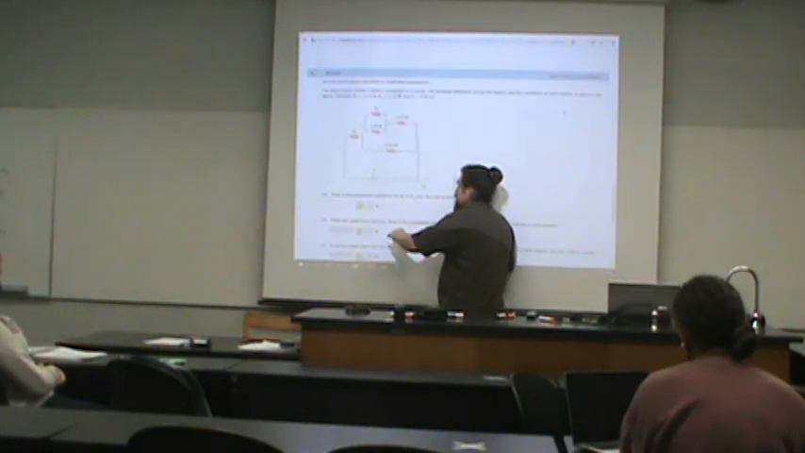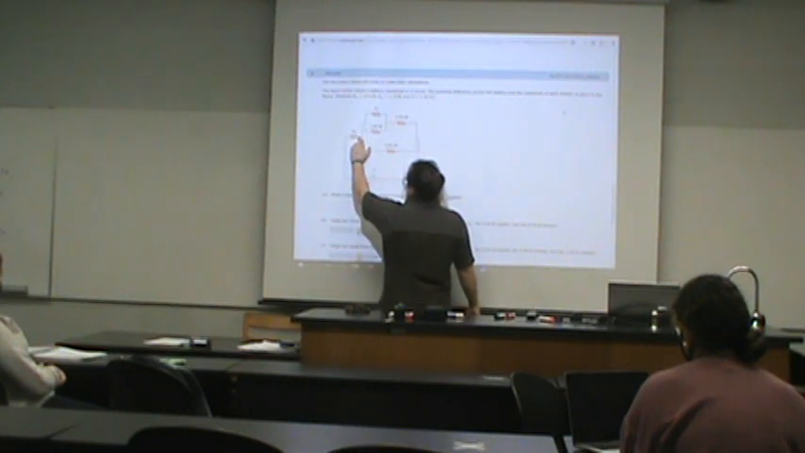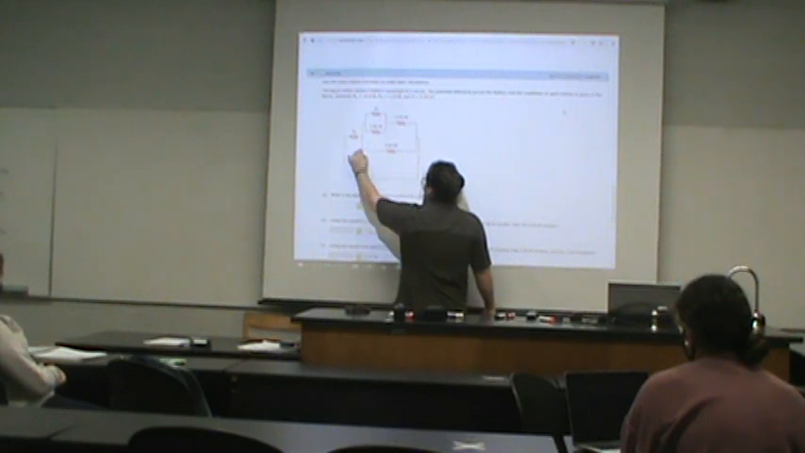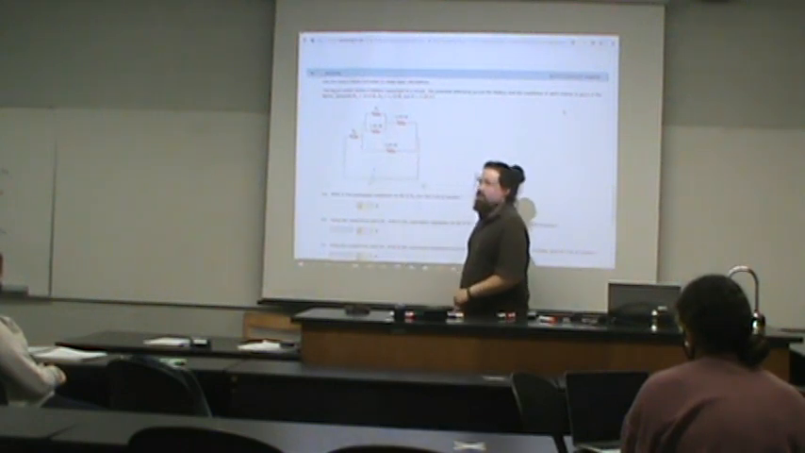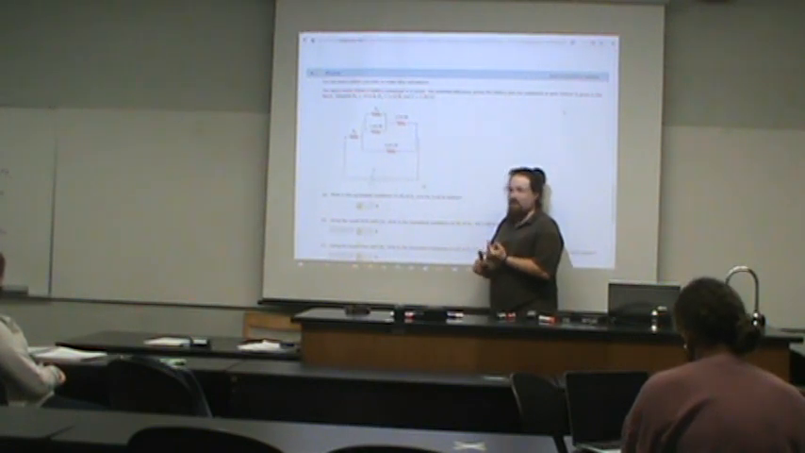That total current is going to come out of the plus, travel through R2. So R2 is going to get all of that current that you just found. That's going to give R2 a specific voltage drop. If we use that current with R2's resistance to find its voltage drop, that will be the answer to part F.